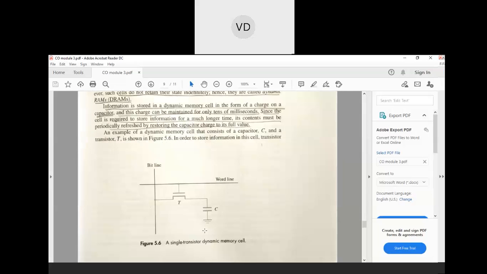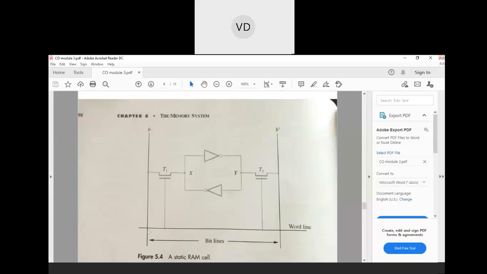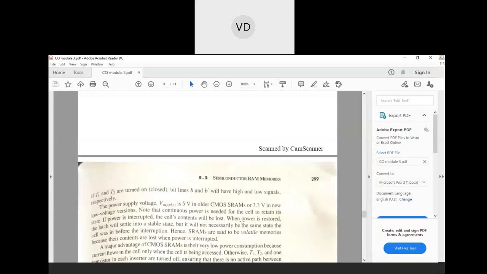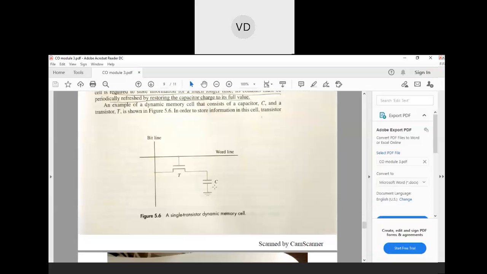So what is the difference? Can you make it out here? Two transistors are used there, but here only one transistor is used. The other transistor is replaced by a capacitor. This capacitor is responsible for maintaining the data. For retaining the data in the cell, the capacitor will work. Everything else is the same. We have a bit line, a word line, a transistor and a capacitor.